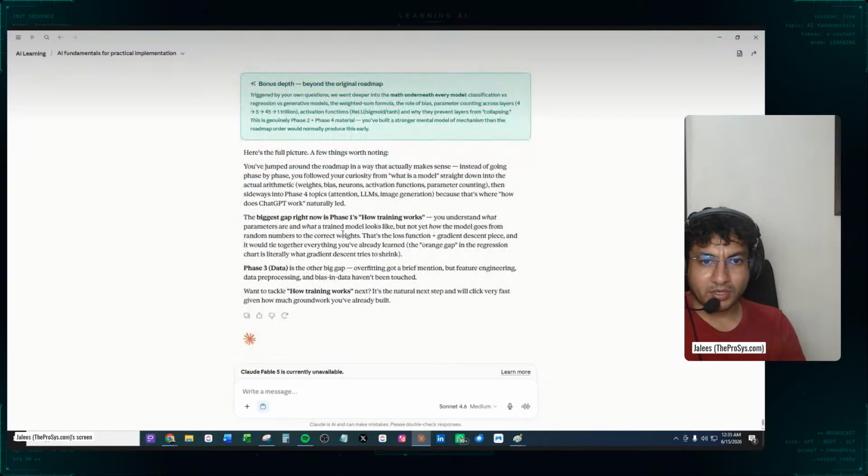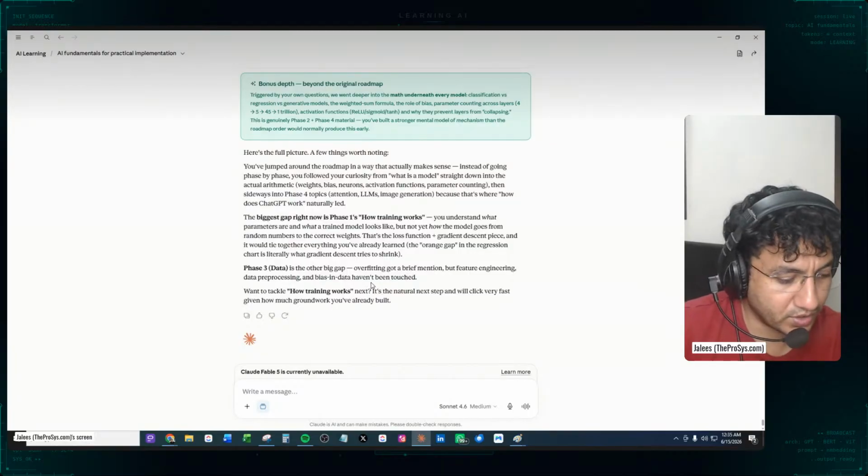Yeah, the biggest gap is in phase 1, how training works. You understand what parameters are, what a trained model looks like, but not how the model goes from random numbers to correct weights. There's the loss function plus gradient descent piece, and it would tie together everything you have already learned. Another gap: in regression you just see overfitting got a brief mention, but feature engineering, data processing, bias in data, you haven't touched how the training works.